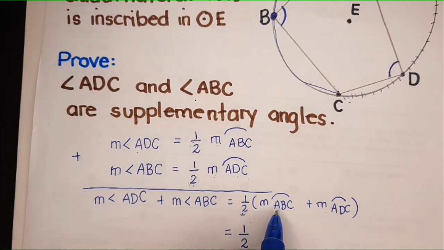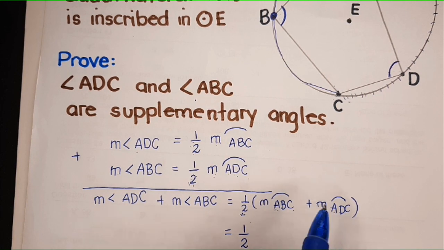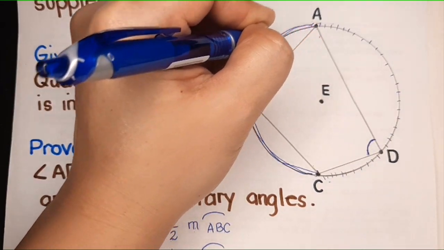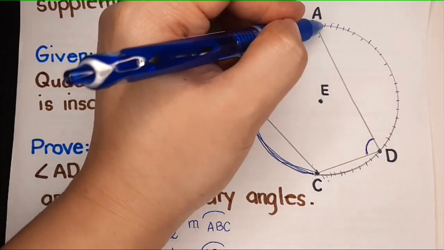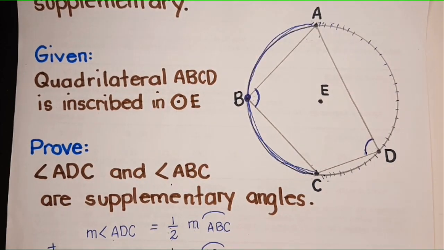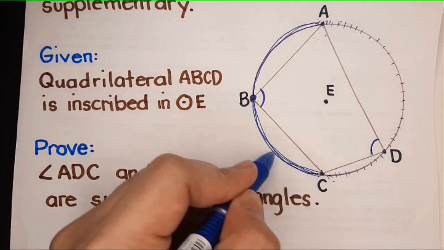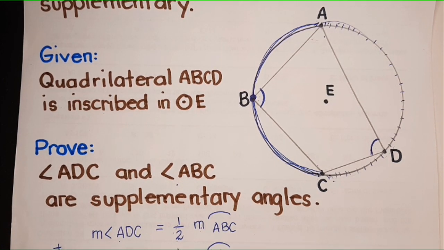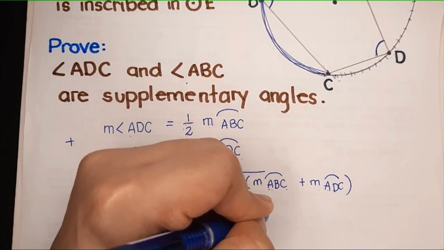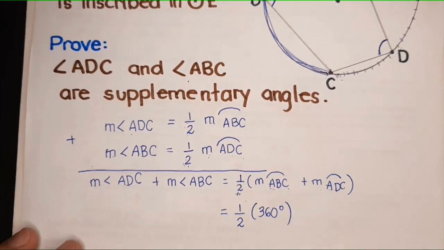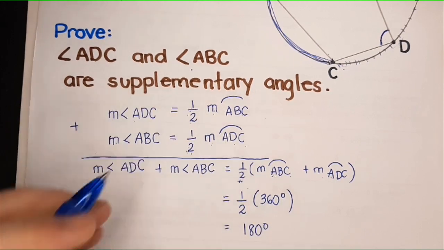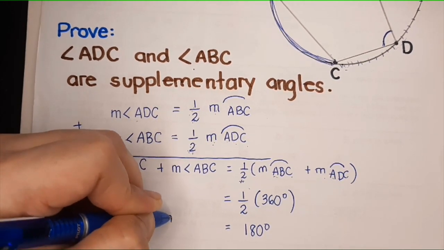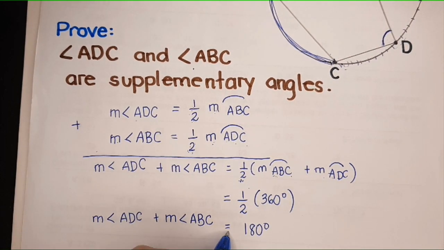And then, if you check the arc ABC and the arc ADC, so let's go back to our figure. Arc ABC is this one. And arc ADC, itong nakastitch. You see? They complete a circle. This one plus this one, they complete a circle. So, if you add their measures, it is equal to what? 360 degrees because they complete a circle. So, what is 1/2 of 360 degrees? It is 180 degrees. And we were able to show that the measure of angle ADC plus the measure of angle ABC is equal to 180 degrees.